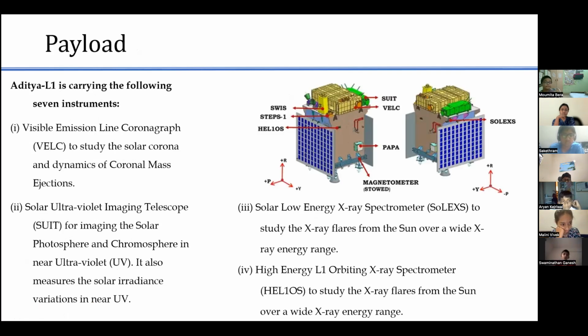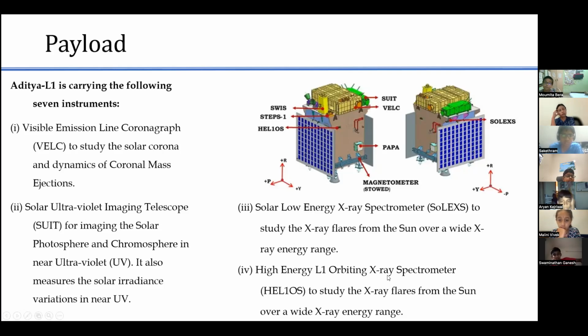Solar ultraviolet imaging telescope, SUIT. It is used for imaging the solar photosphere and chromosphere in near ultraviolet light. It also measures the solar irradiance variations in near UV. Solar low energy X-ray spectrometer. It will be used to study the X-ray flares from the Sun over a wide X-ray energy range.